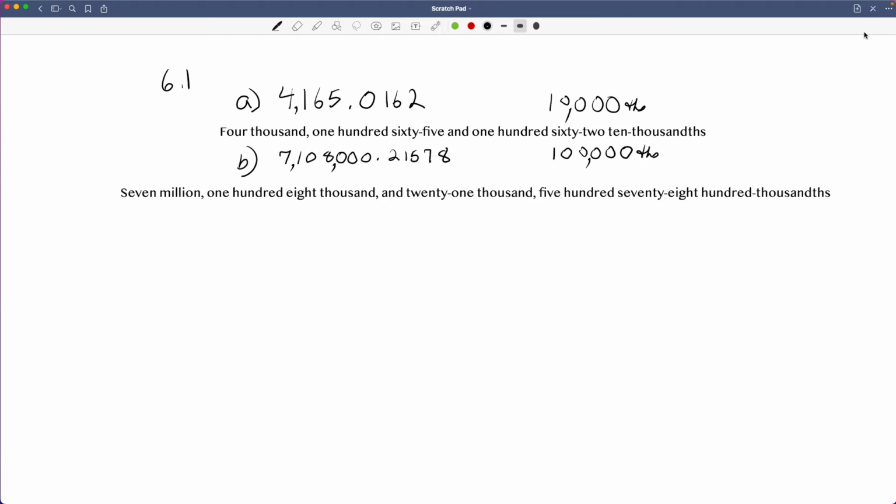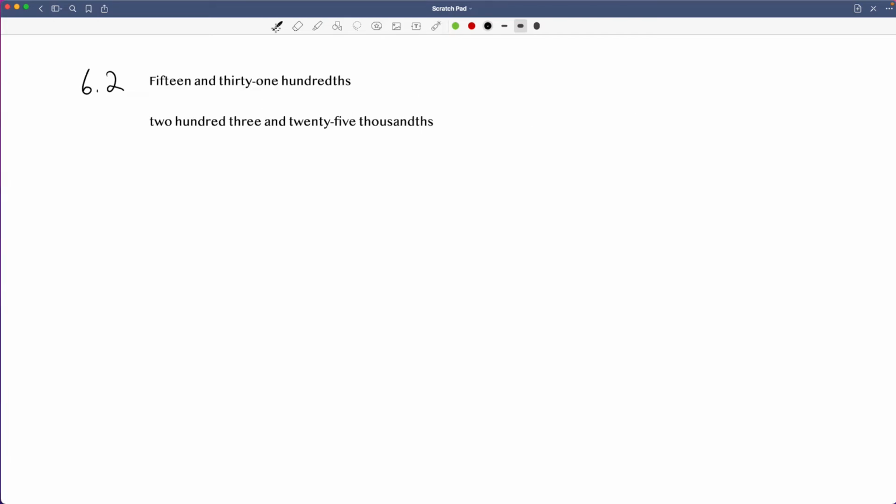Yes, I'm going to write them for you, and then we're going to write the numbers. So we're going to be doing the inverse operation this time. So hold on just a moment and I'm going to put that up for us. All right, so in 6.2 we have two that we need to complete.